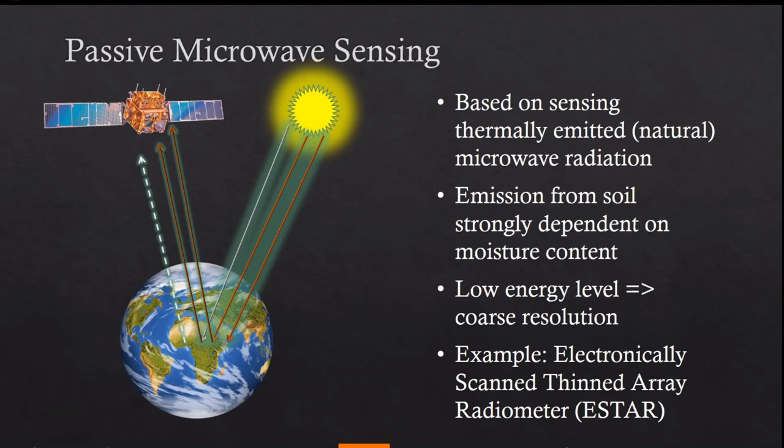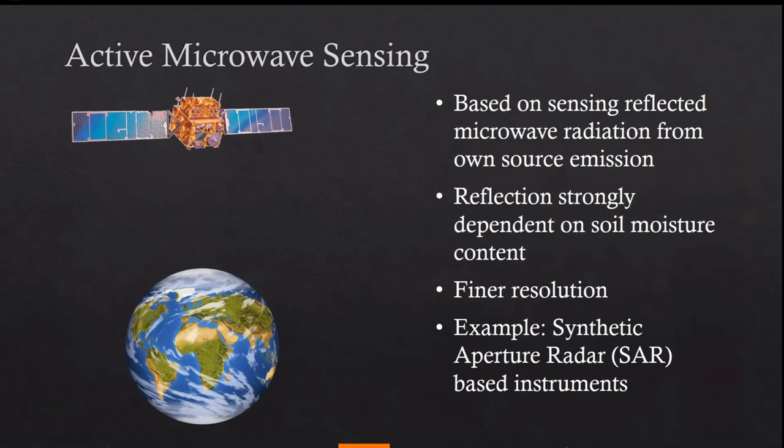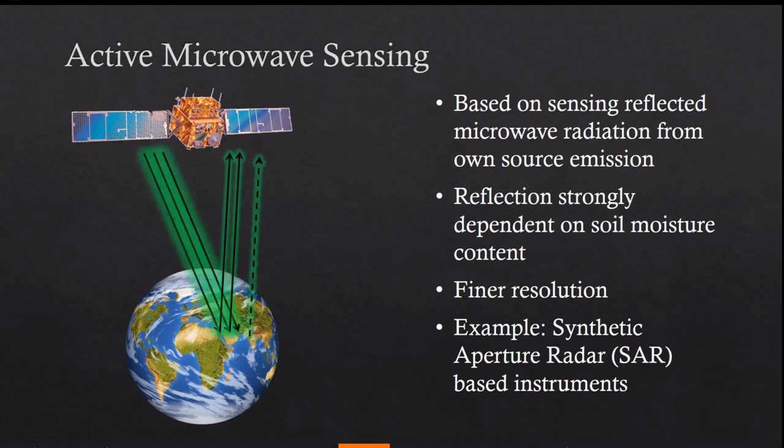Active microwave sensing, on the other hand, is based on sending out a signal from the satellite itself and sensing the reflected signal back. This can be much higher resolution because it's a much higher energy level. You're not dependent only on the solar radiation.